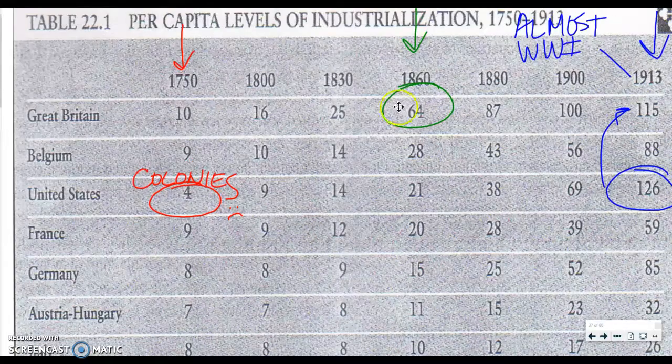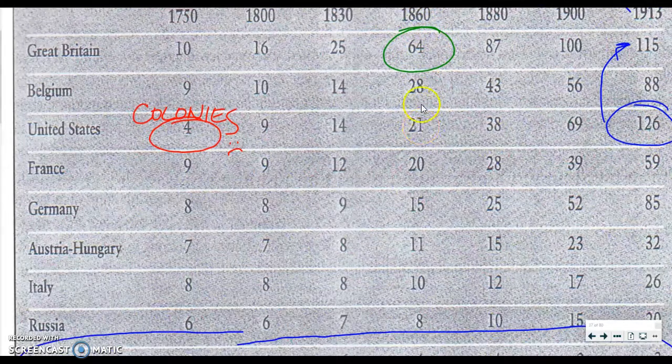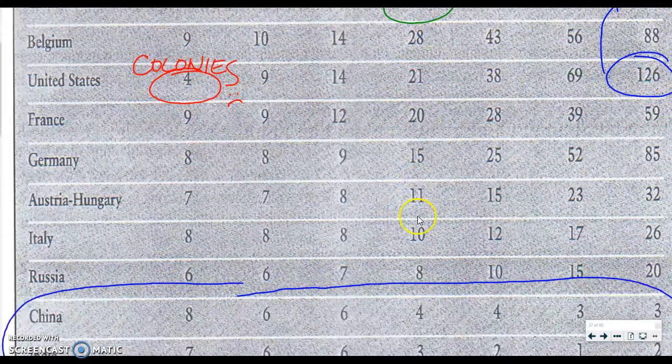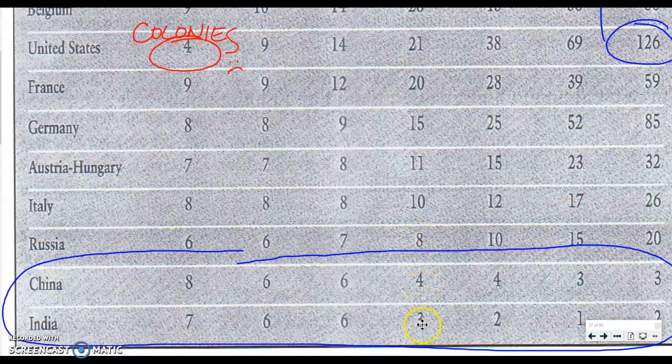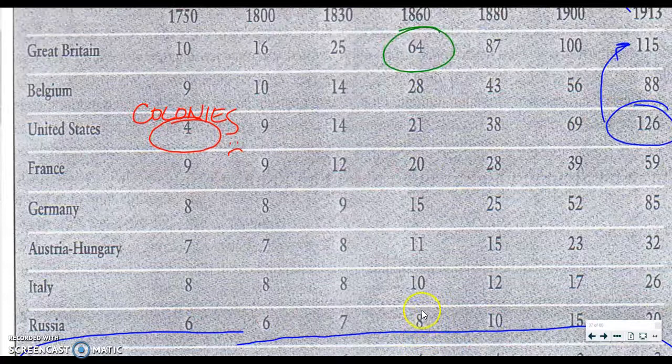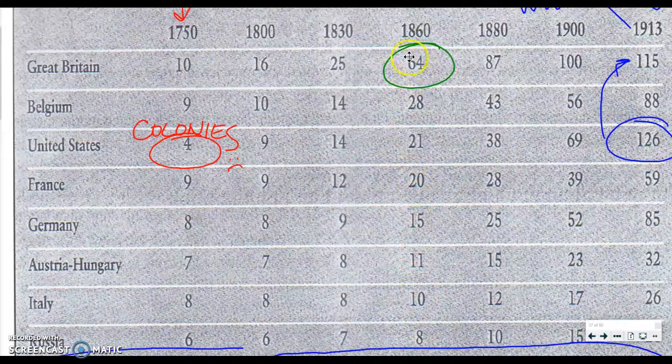If we look at the next year then for trend number two, we're going to look at the year 1860. And in 1860, if we scroll down this year and look at these numbers, British are 64, Belgium 28, United States 21, France 20, Germany 15, Austria-Hungary 11, Italy 10, Russia 8, China 4, and India 3. We can see that the British have vastly surpassed the rest of the world, right? More than double the next runner-up.